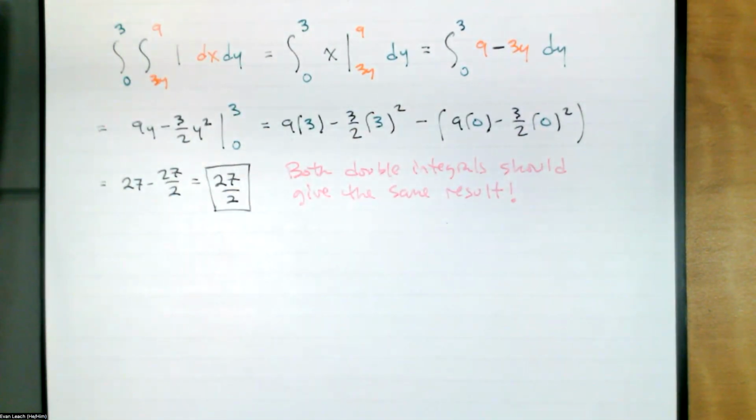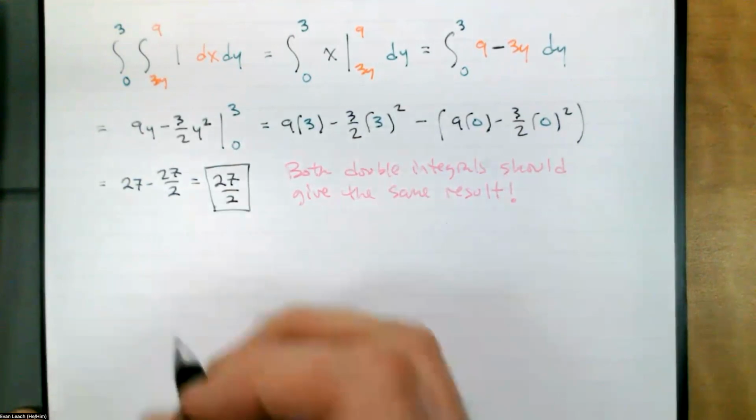Both double integrals should give the same result. If the two double integrals do not give you the same result, one of them is wrong. This could mean that both of them are wrong. Remember when I say one of them is wrong, it could be that both of them are wrong. Because if both of them are wrong, then one of them is wrong. That's just how OR works.